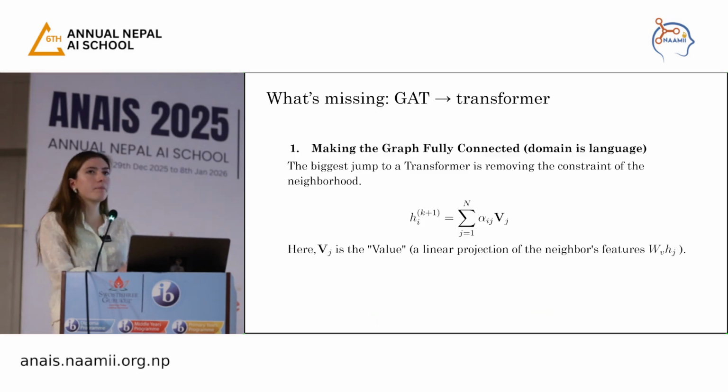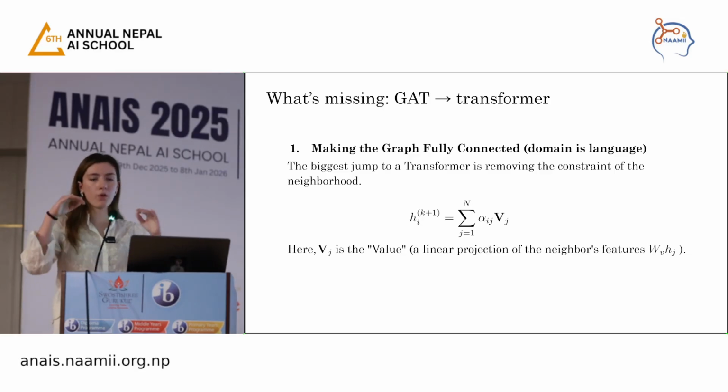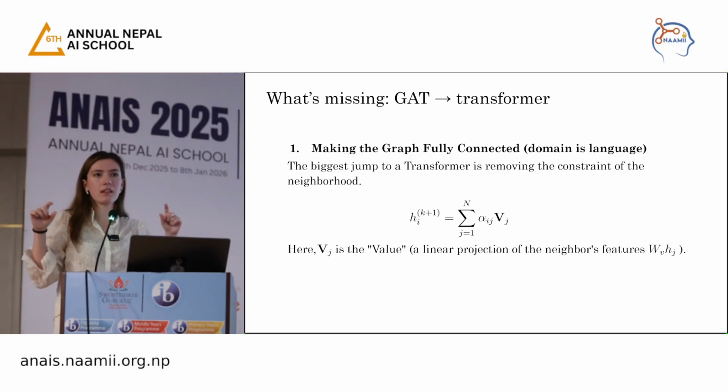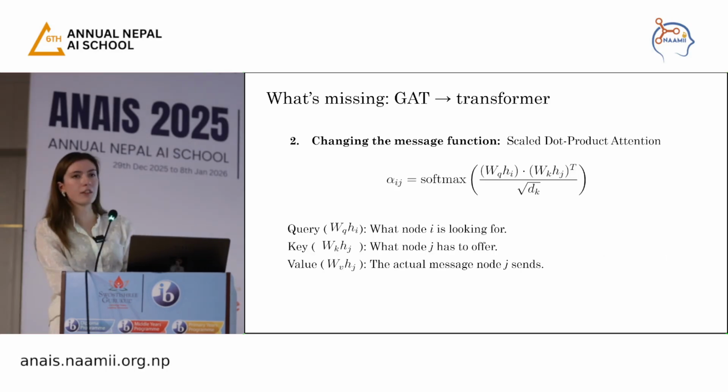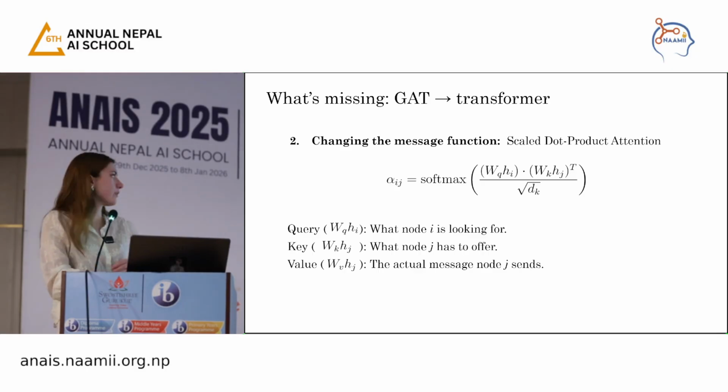To make an MPNN a transformer, we need to do two things. One, make the graph fully connected, because the domain being language imposes a fully connected graph, since all the words in our sentence are working together, right? To do that, we just remove the constraints of the neighborhood. The second part is changing the aggregation functions. Before, we were using sums or maxes and stuff like that. We need to use softmax here, because softmax is what is used in transformers.